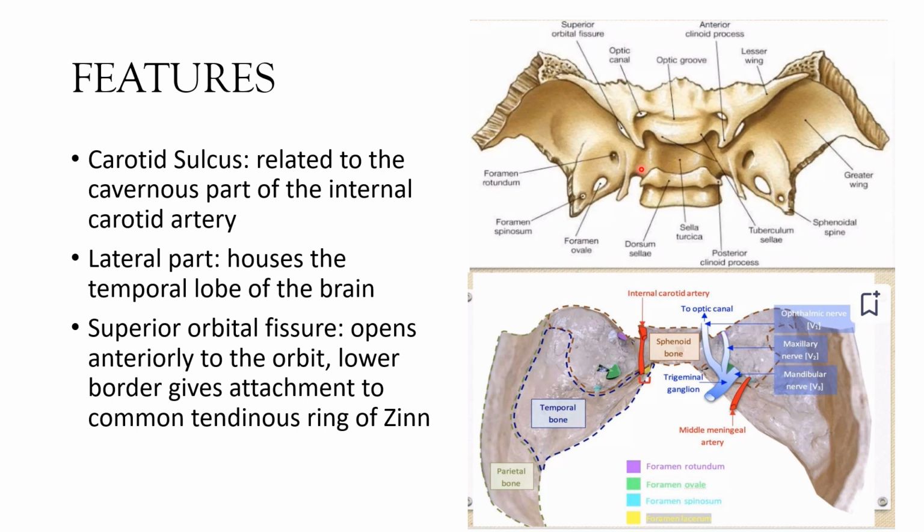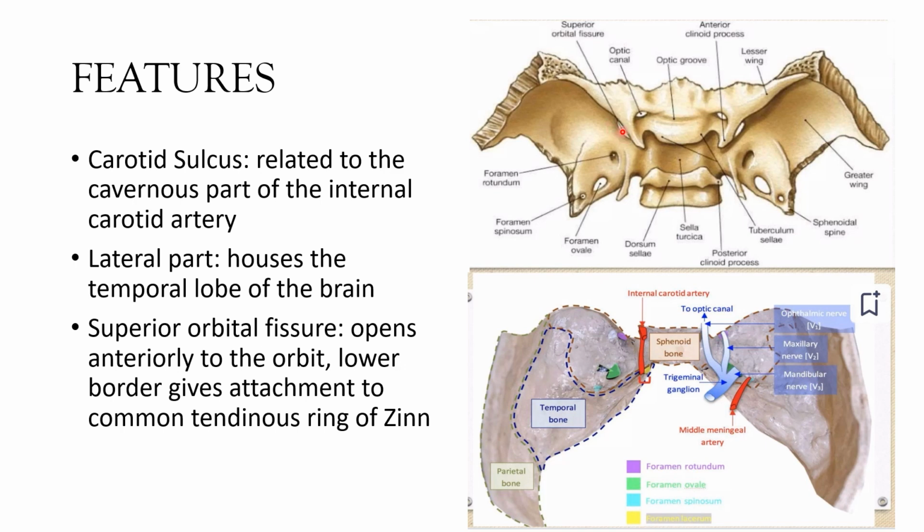plexus. Okay. Now looking at the posterior border of the lesser wing of the sphenoid. Now this is the posterior border of the lesser wing of the sphenoid. Okay. We'll see that there's a fissure here which is called the superior orbital fissure.